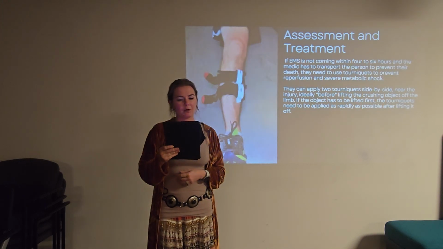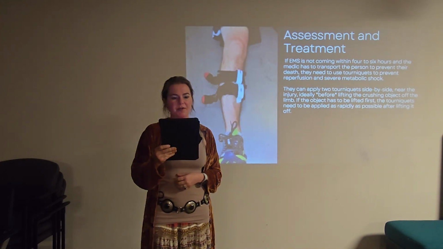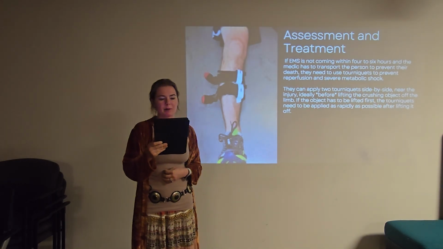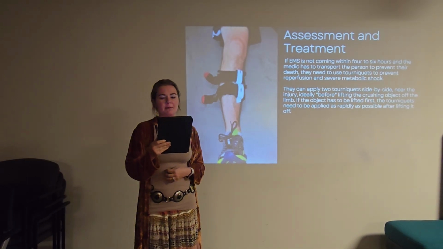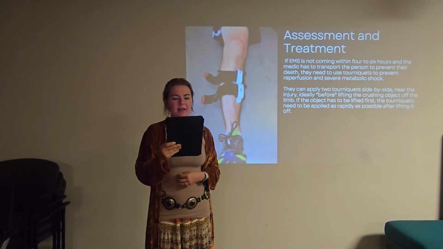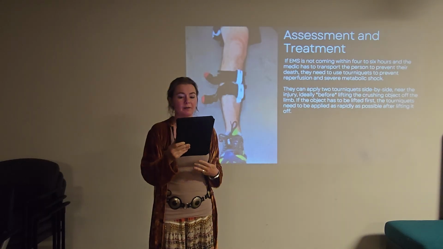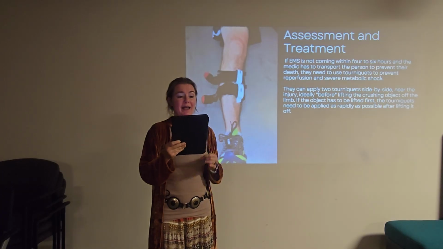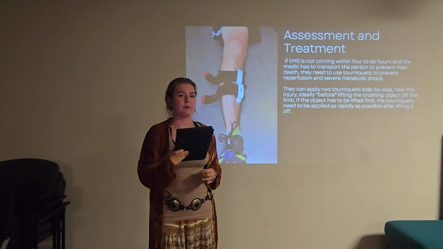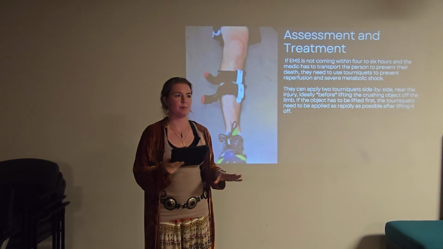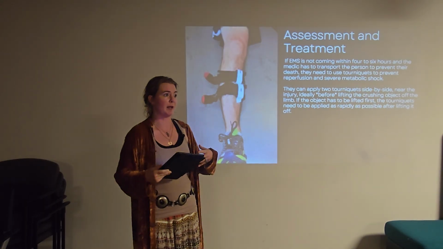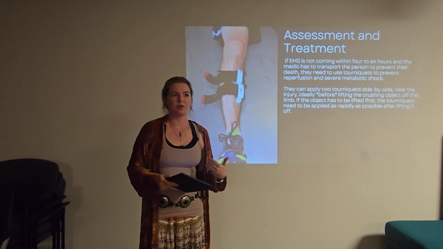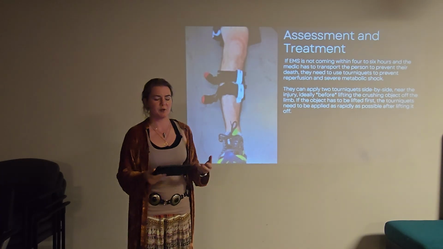If EMS is not going to be able to reach the person within 4 to 6 hours and the medic has to transport the person to prevent their death, they need to use tourniquets to prevent reperfusion and severe metabolic shock. They can apply 2 tourniquets side by side near the injury, ideally before lifting the crushing object off the limb. If the object has to be lifted first, the tourniquets need to be applied as rapidly as possible, with as little delay as possible, because that limb is going to flood the body as soon as there is no longer a pinning object. So ideally, you get the tourniquet on and then you lift the pinning object.